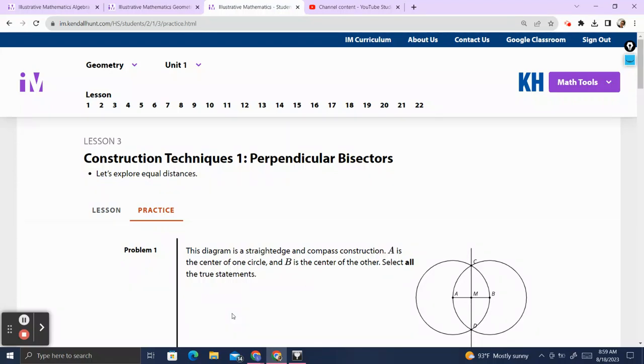Today we're going to be going over Illustrative Math, Geometry, Unit 1, Lesson 3 Practice.